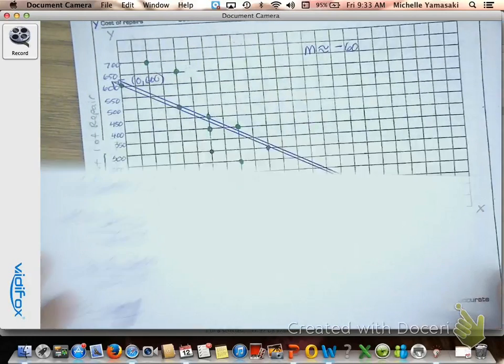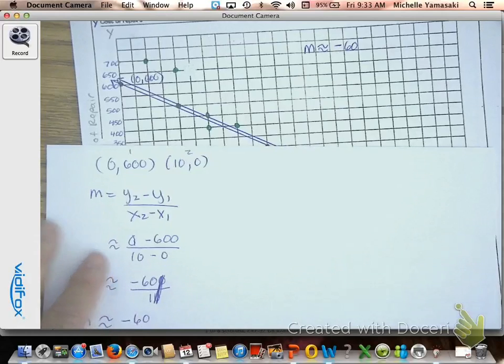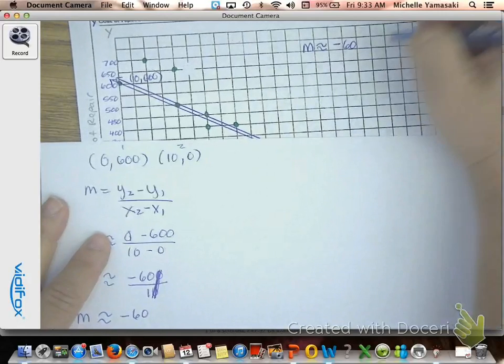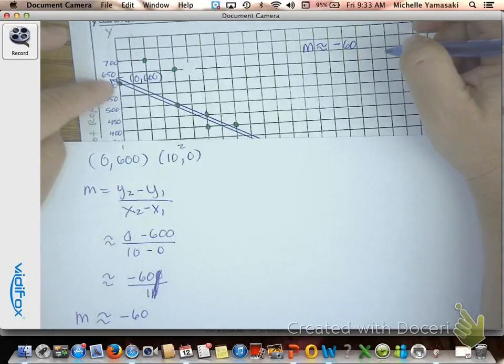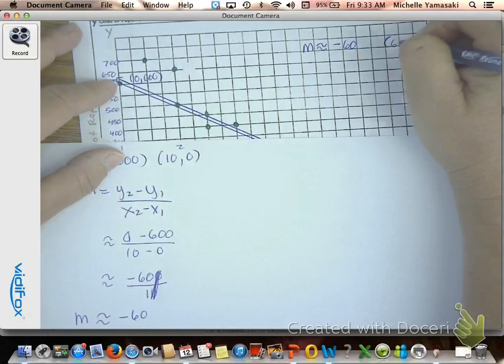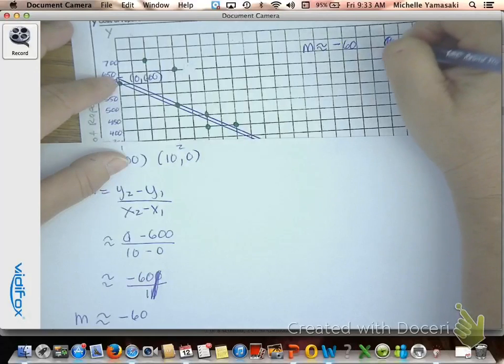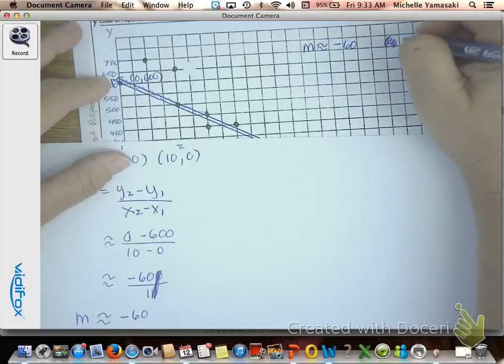Now, what else do we need? We need a y-intercept. So my y-intercept is 600. Is it 600? What is it? Well, it could be either or. I went with the other one. It's 600. My b equals 600.